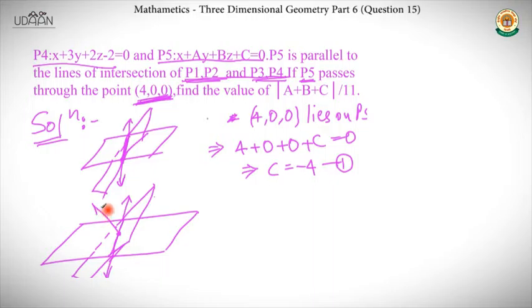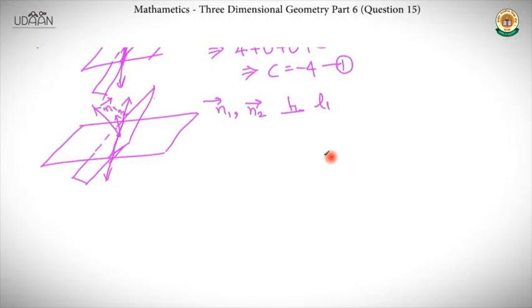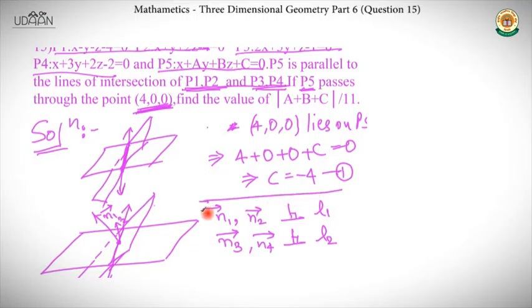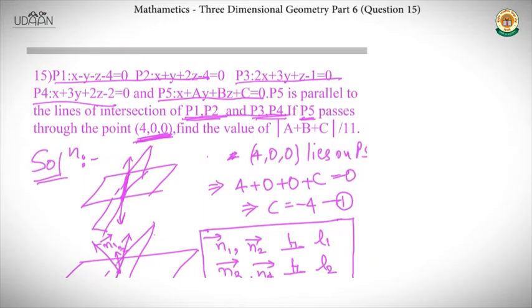So we should remember this. This is N1 and this is N2. So N1, N2 both are perpendicular to the line L1, and similarly N3, N4 are perpendicular to line L2. This is the most important concept involved in the question. If this concept clicks for us, then the whole question is solved.